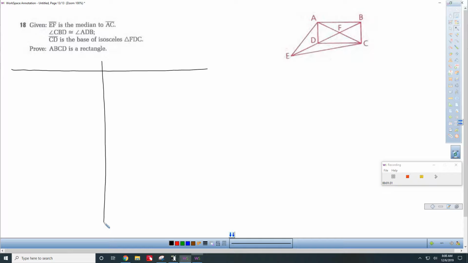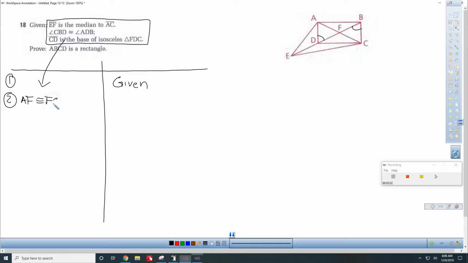So, EF is the median. Here, I'm going to squiggle the givens because I honestly am going to run out of space. And now I'm going to mark my diagram as we go. So, we do have this. I know that AF is congruent to FC, and that would be definition of median. And now I'll mark that.